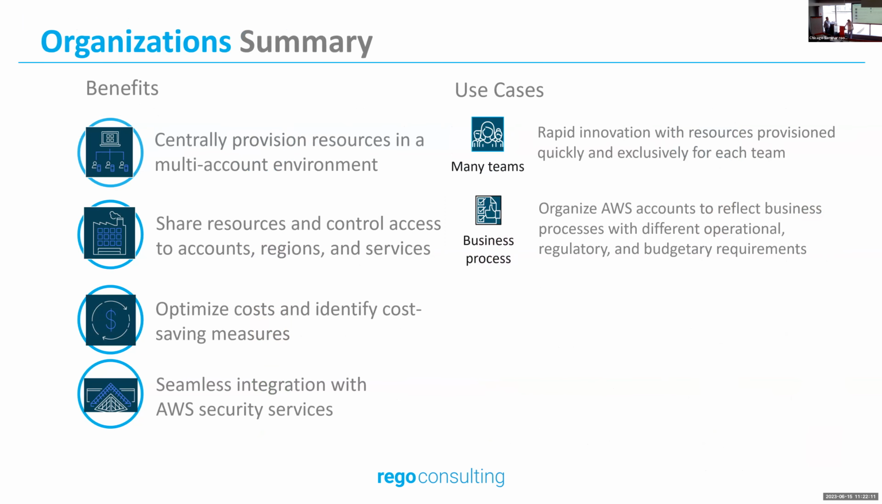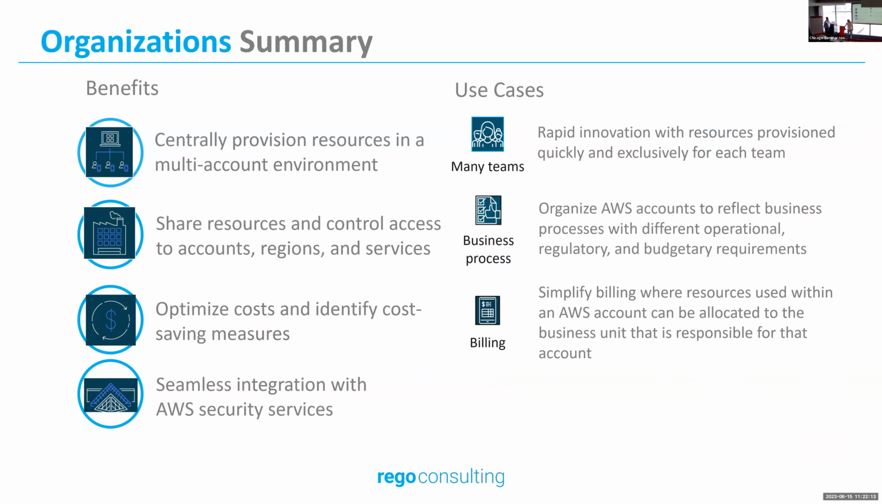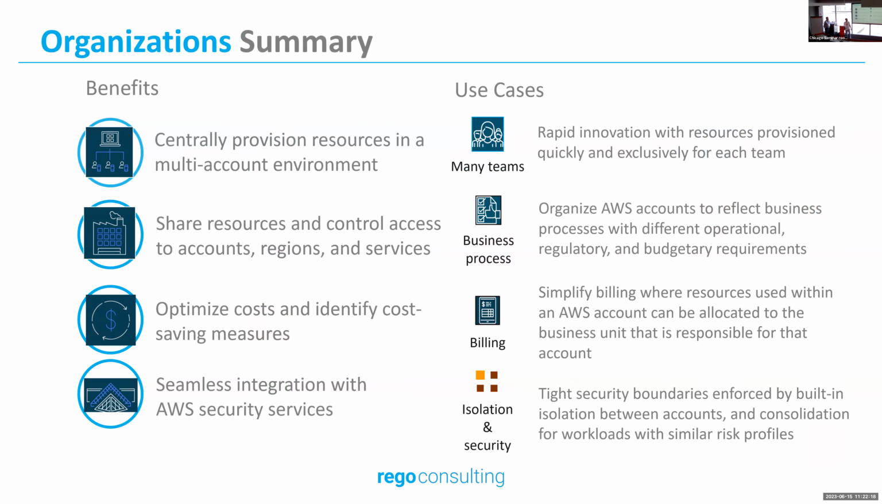Organizing your AWS accounts by business processes or businesses, simplifying your billing. So the best level of cost attribution that you can get on AWS is by having separate accounts. You can obviously do tagging, but you'll always forget to do tagging. And then you'll wonder, why is this costing me so much?